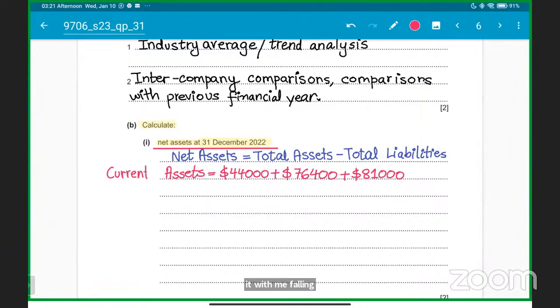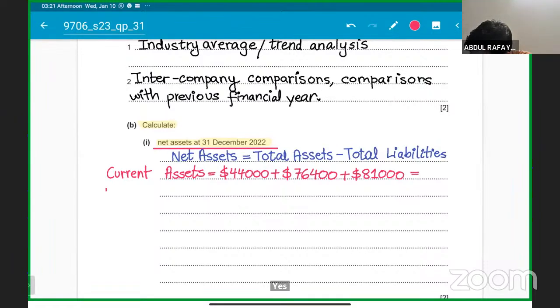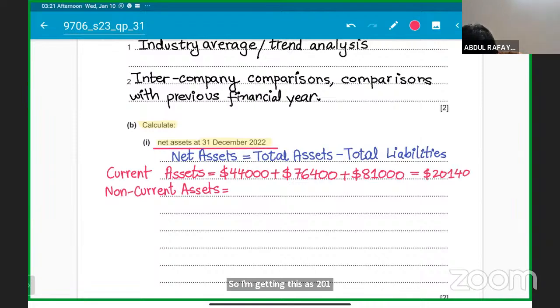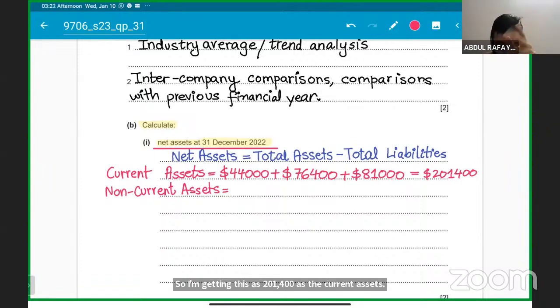You will add the current assets, and you will have to find out the non-current assets as well. The problem is that you don't have the non-current assets in this question. First, we add them: 44,000 plus 81,000 plus 76,400. I'm getting this as 201,400 as the current assets. There are only three current assets, students: inventory, trade receivables, and the cash at bank.